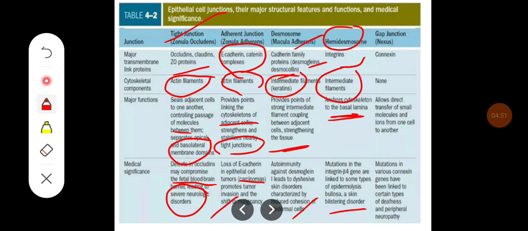Coming to the gap junction, which is also called nexus, the major transmembrane proteins here are connexins. These gap junctions allow direct transfer of small molecules and ions from one cell to another. Mutation in various connexin genes has been linked to certain types of deafness and peripheral neuropathy.